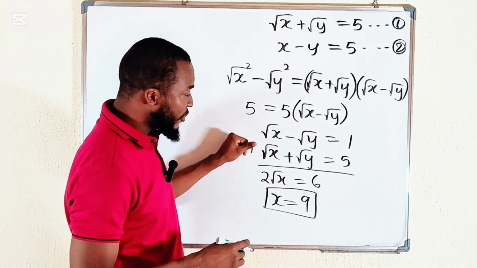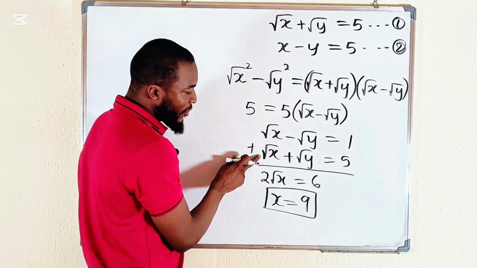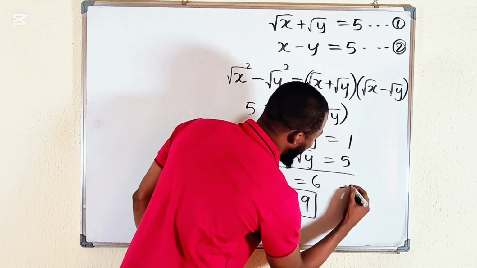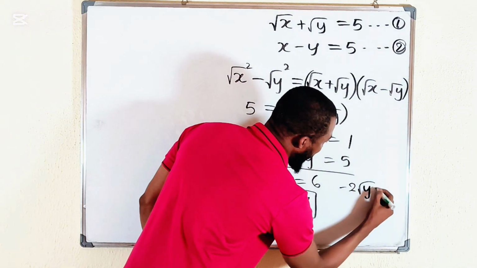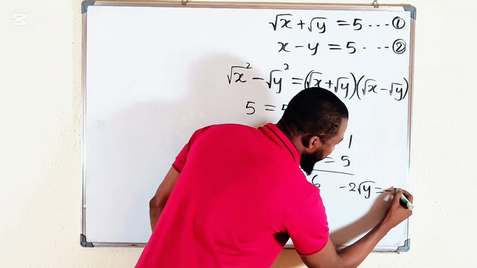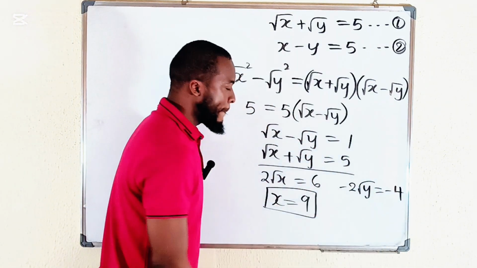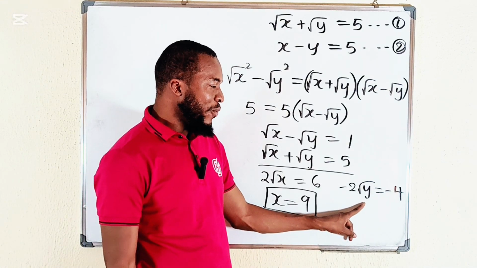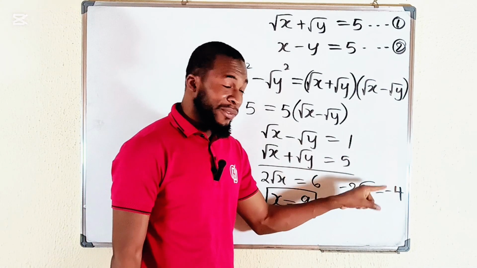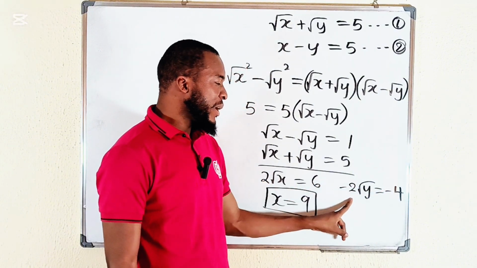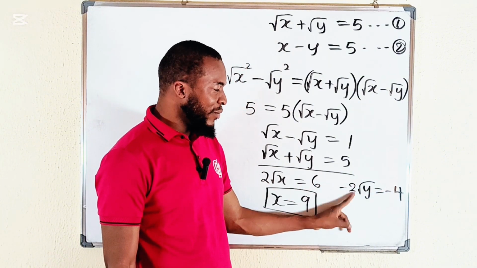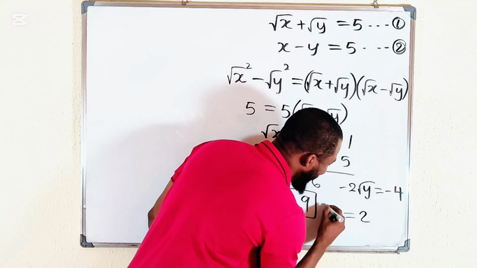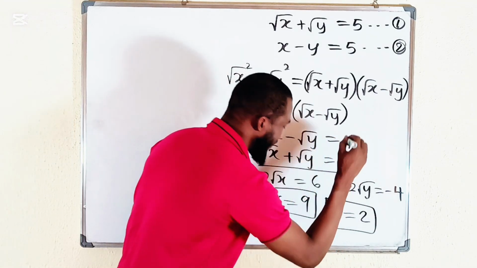I think you can subtract. This minus this will give us 0. This minus this will give us negative 2 root y equal to this minus this is negative 4. If you divide both sides by negative 2, you have square root of y to be positive 2 because negative 4 divided by negative 2 is positive 2.